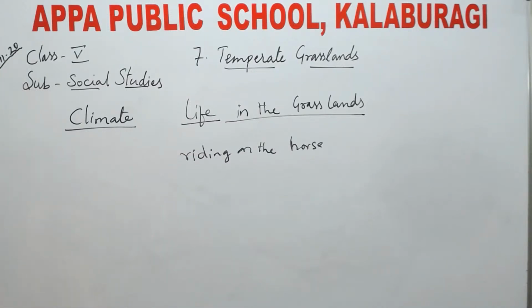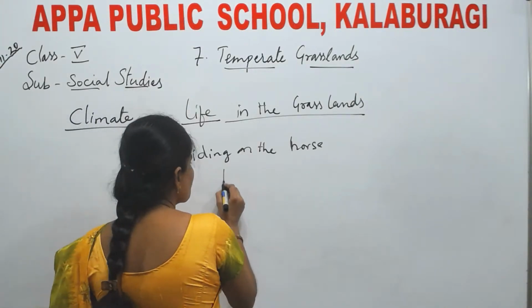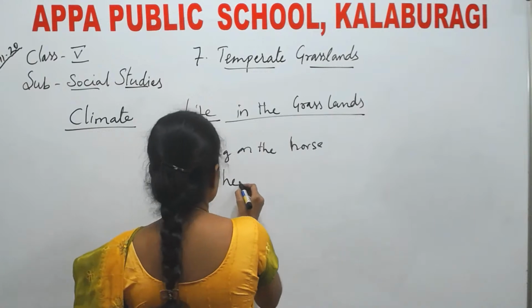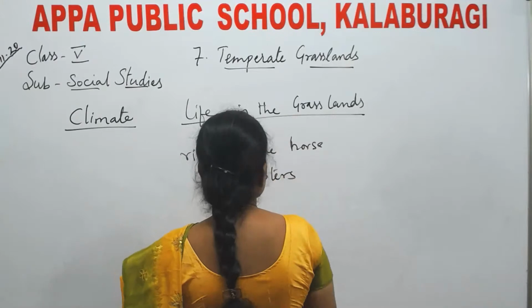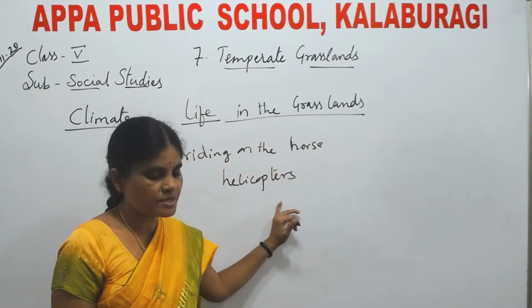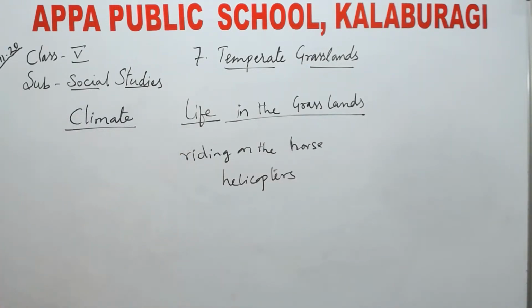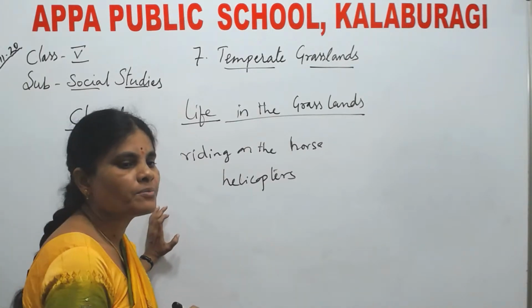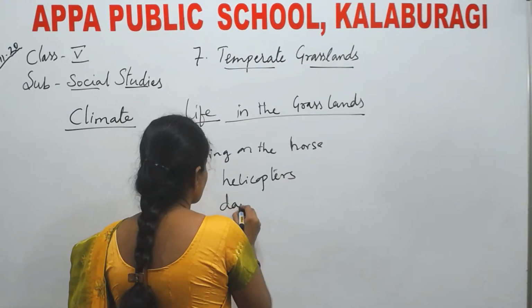Sometimes the ranches are very big. In that case, helicopters are put into service for looking after the herd. Understood? Now, why do the people rear animals here? The people rear animals for dairy products.